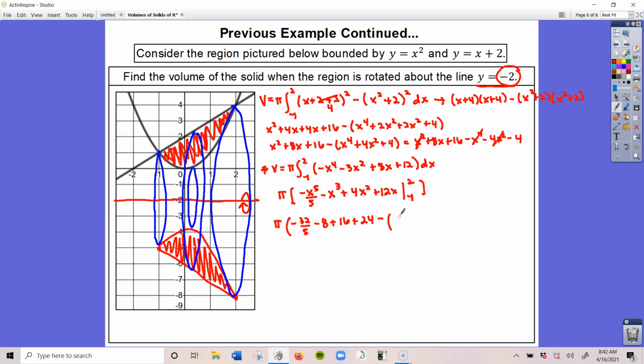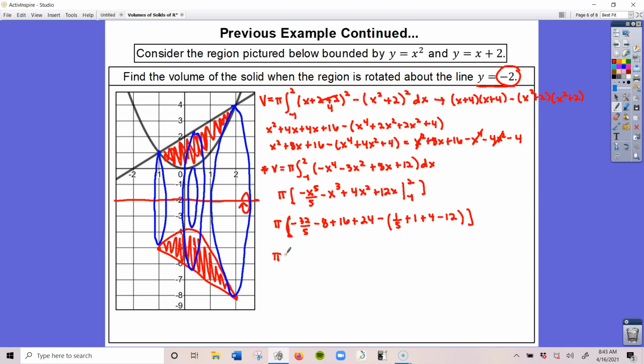Negative 1 to the fifth is negative 1, but we have this negative, so it becomes positive 1 over 5. Minus negative 1 to the third is negative 1, but it's minus, so minus negative 1 is plus 1. Negative 1 squared is positive 1 times 4 will be plus 4. And then 12 times negative 1 is negative 12. So now let's start combining these.